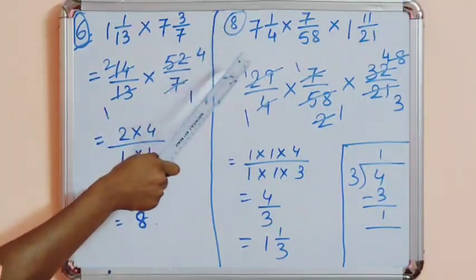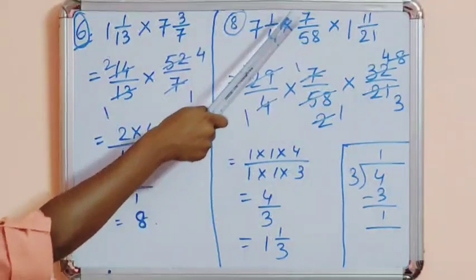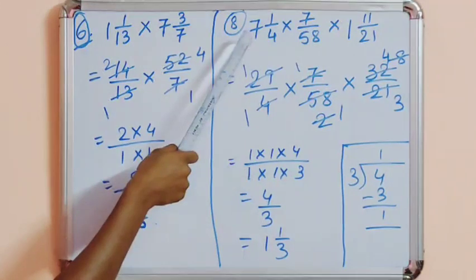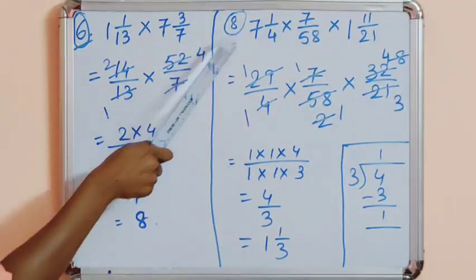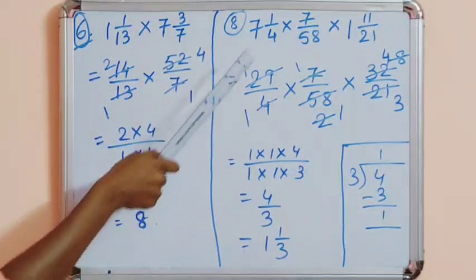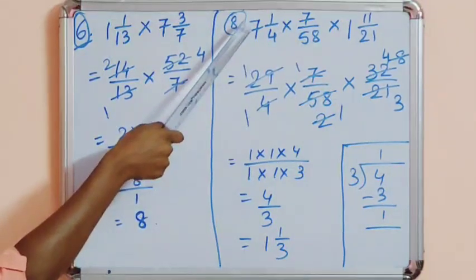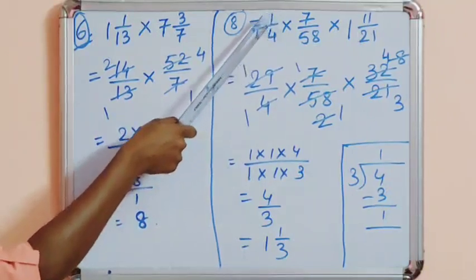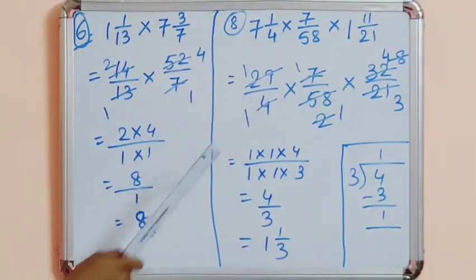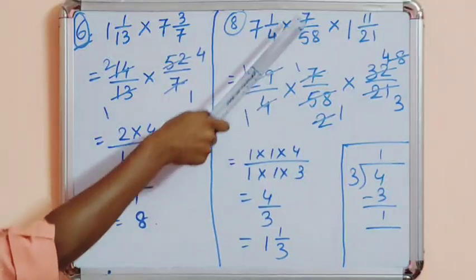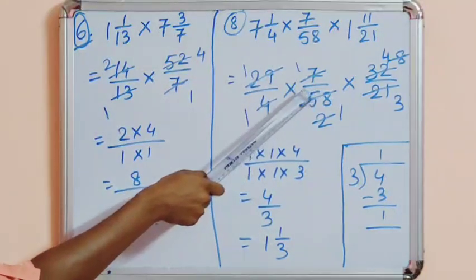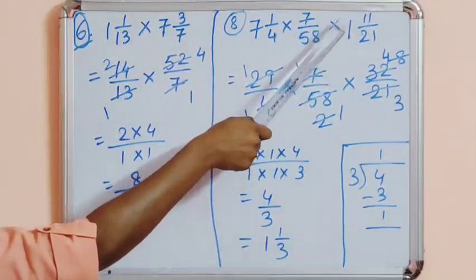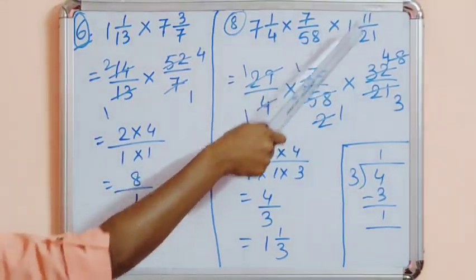Now number 8. 7 1 by 4 into 7 by 58 into 1 11 by 21. Again in the first step we have to convert the mixed fractions into improper fractions. So 4 into 7 is 28. 28 plus 1 is 29. So 29 is the numerator and in the denominator you have to write this 4. So 29 by 4 into 7 by 58 will appear here as it is 7 by 58. And this one 21 into 1 is 21. 21 plus 11 is 32.